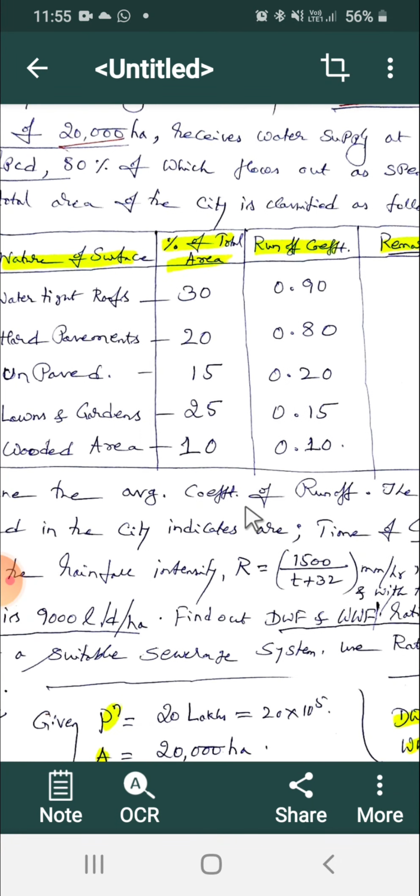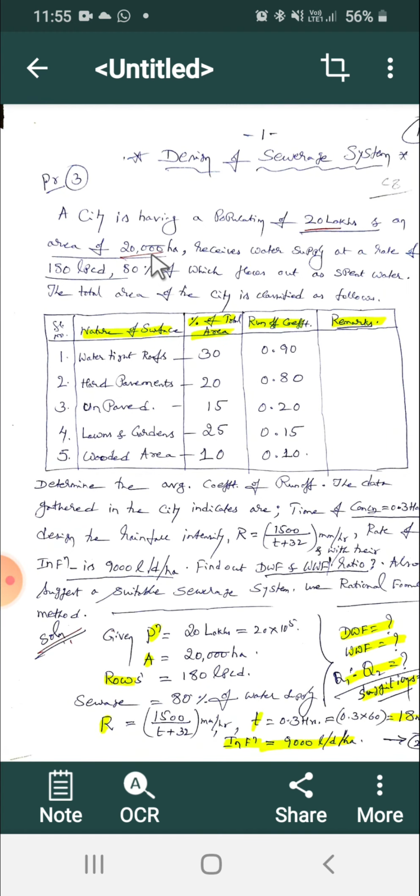Okay, see, now here this is 30%, this is 20%, this one. We add all these percentages; you have to get 100%, compulsory. See, 30 plus 20 is 50, 60, 80, 90, 100. This is the total area. 100% of total area means how much is it? It is 20,000 hectares.